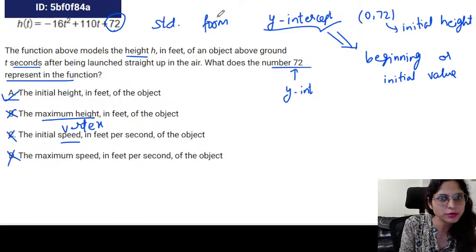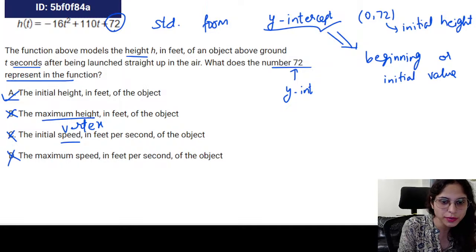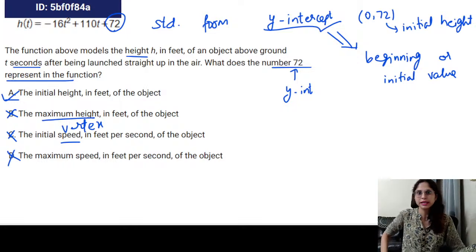And this is your standard form, so there is no vertex given to you. So this is what I was talking about. That is why it is important to know what they represent. Each form, what does it directly give you.